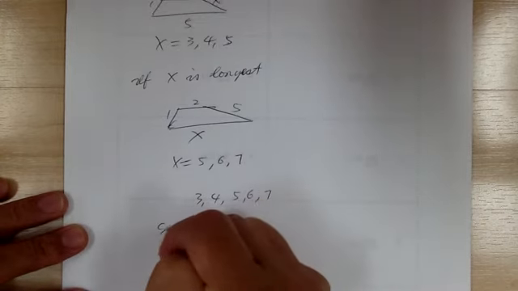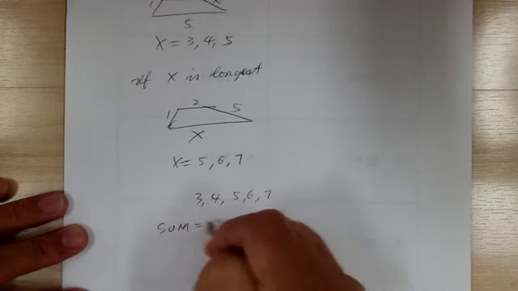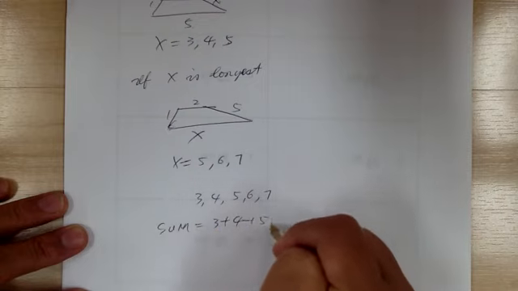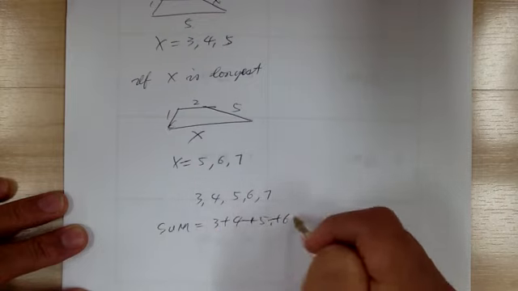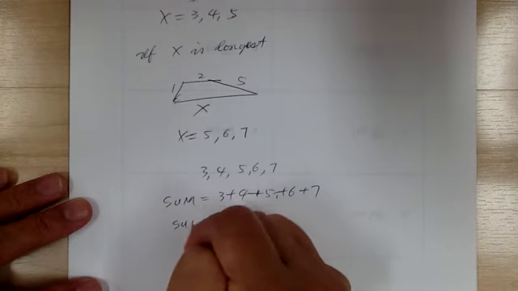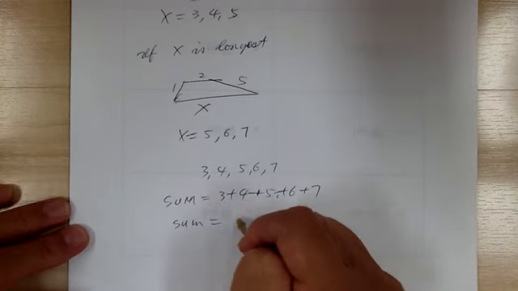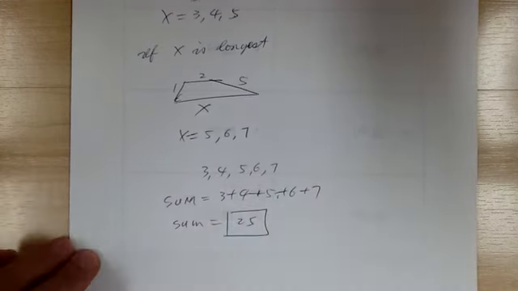So the sum will equal 3 plus 4 plus 5 plus 6 plus 7, so the sum will equal 25. Okay, let's go to the next one.